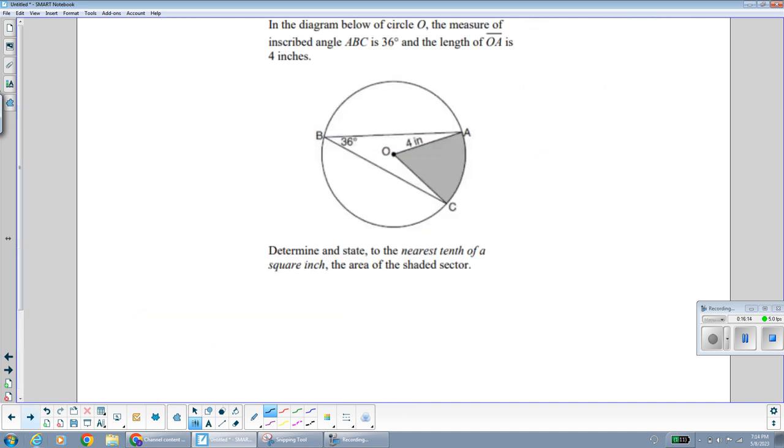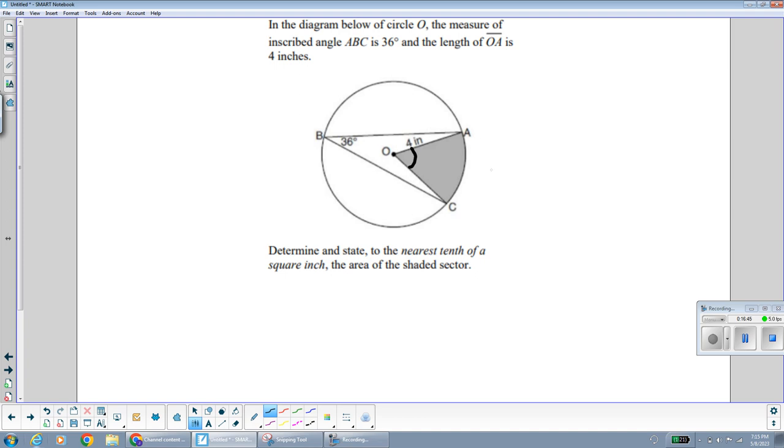Let's take a look at one more for this video, and this is a sector area one again. So we have circle O, and the inscribed angle ABC is 36 degrees, and the length of OA, which is a radius, is 4 inches. We need to find the area of the shaded sector, so we're going to need the central angle. Remember, inscribed angles are half the measure of their intercepted arcs. It intercepts or opens up to arc AC.